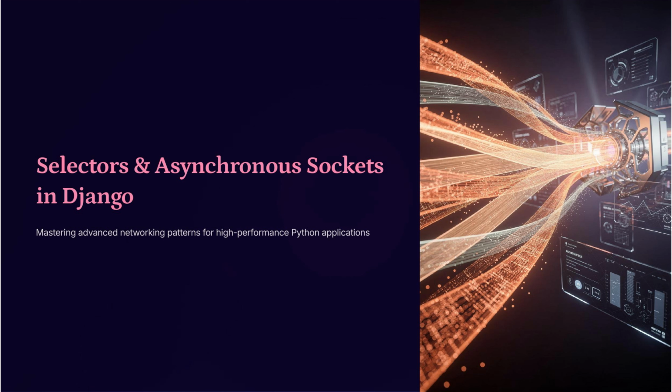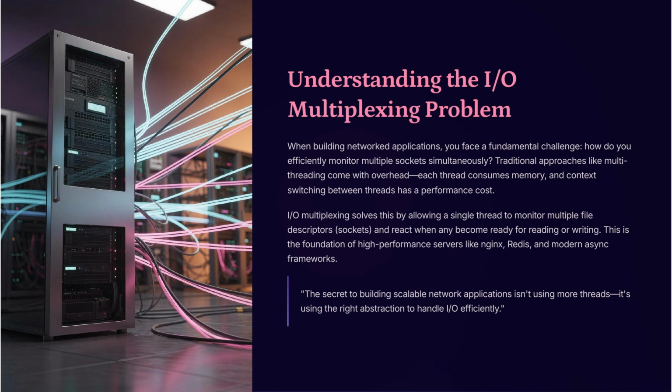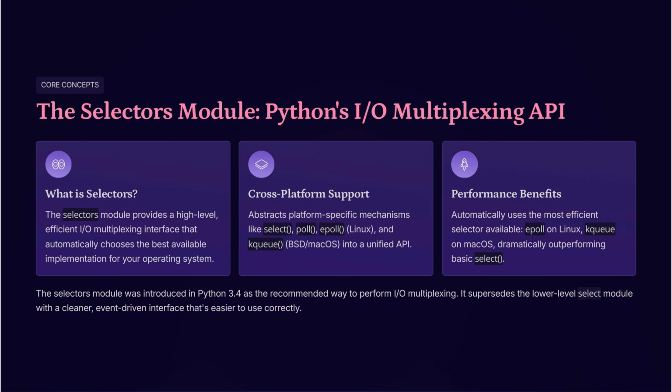I/O multiplexing addresses the challenge of monitoring multiple sockets efficiently. Unlike multi-threading, which incurs memory and context switching costs, I/O multiplexing allows a single thread to manage multiple file descriptors. This approach underpins high-performance servers like Nginx and Redis, enabling scalable network applications by using the right abstraction for efficient I/O handling.